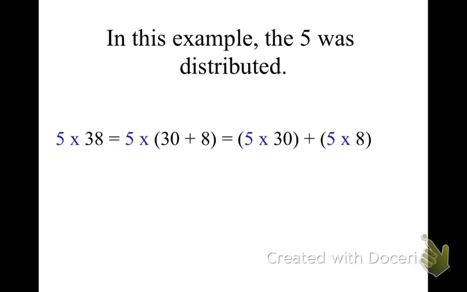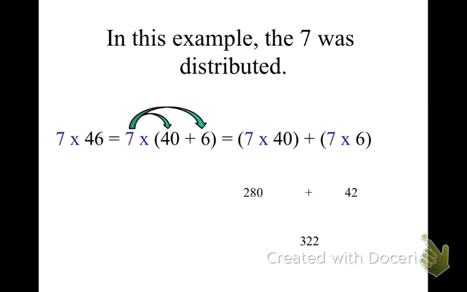So let's see an example. In this example, the 5 was distributed. 5 times 38 is the same as 5 times 30 plus 8, so we distribute the 5 to the 30 and the 5 to the 8. And you can get the solution of 190. Try this one. The 7 is distributed to get 322.